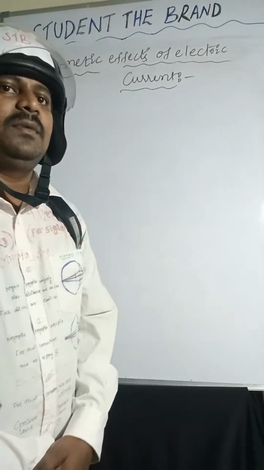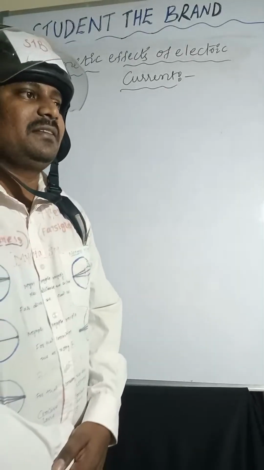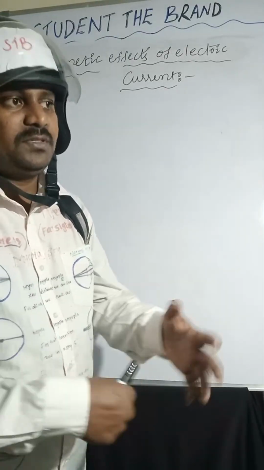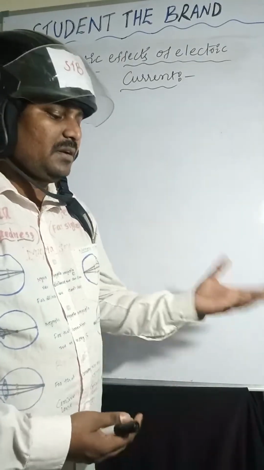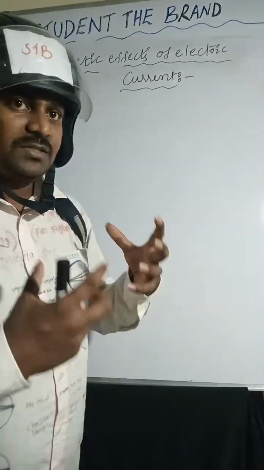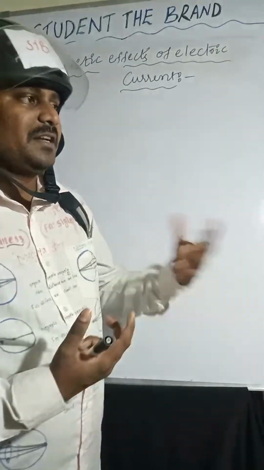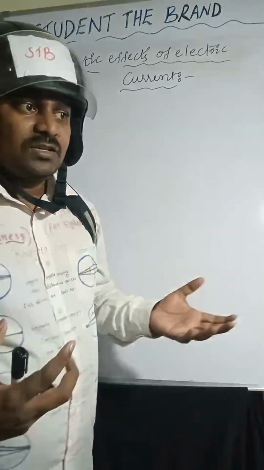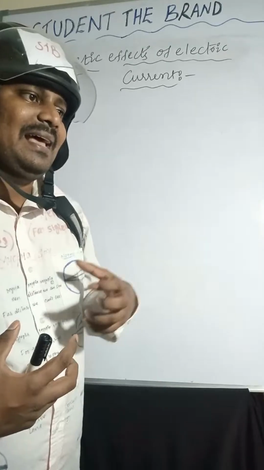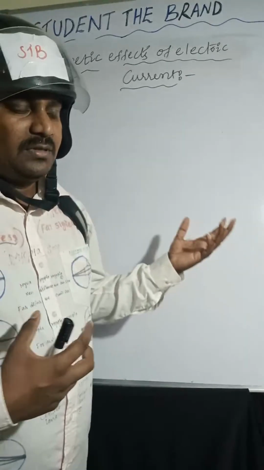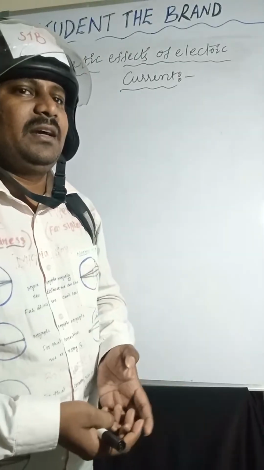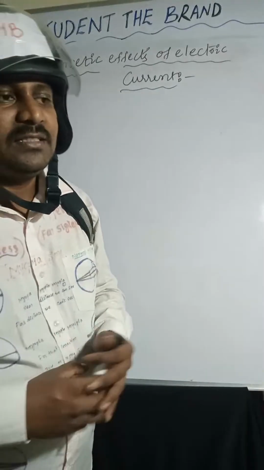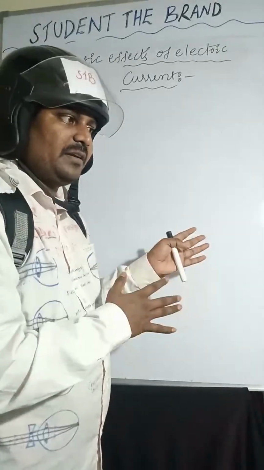Magnet is nothing but the substance which attracts the magnetic materials. The substance which has the property of attracting or repelling is called a magnet. A magnet has two poles. There are two types of magnets, artificial magnet and natural magnet.